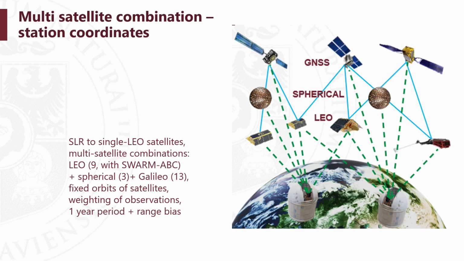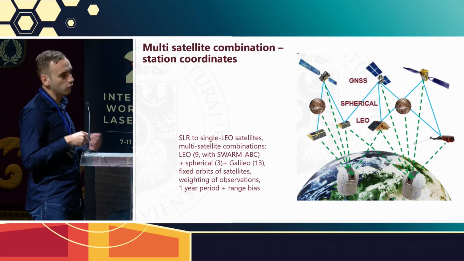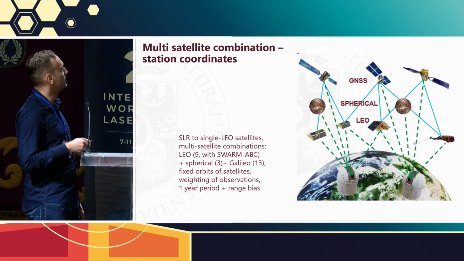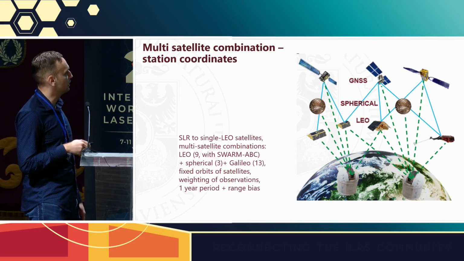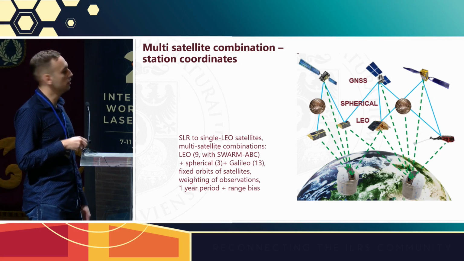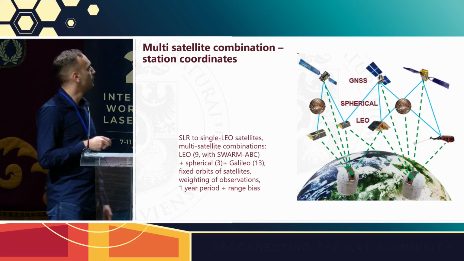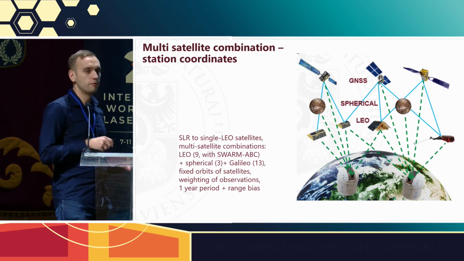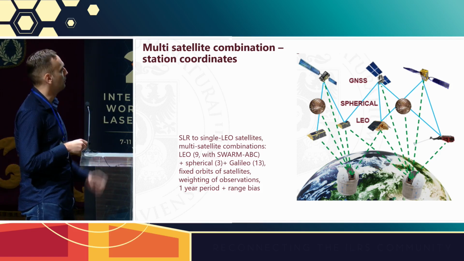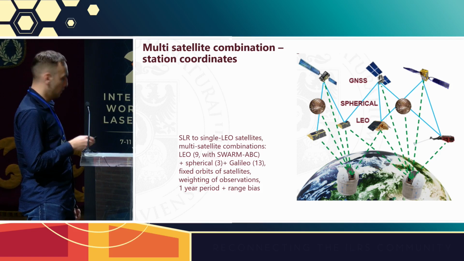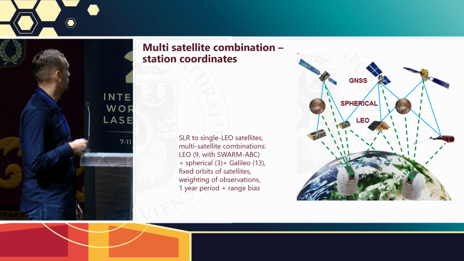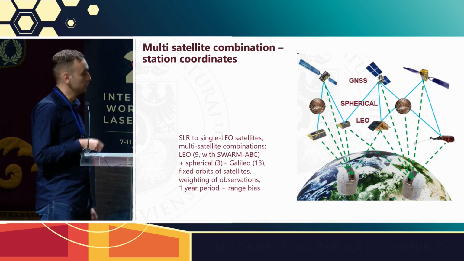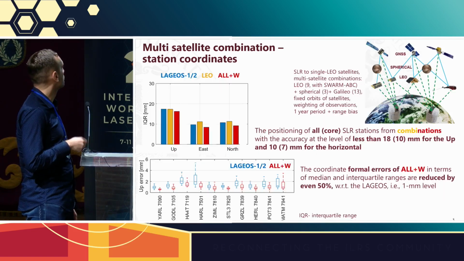I also would like to mention our other test, another solution in which we use SLR measurements for multi-satellite combination. In this case, we use SLR measurements to different types of satellites: 9 LEOs, including Swarm satellites, 3 spherical geodetic satellites like LAGEOS 1, 2, and LARES, and the Galileo constellation, for calculation of global geodetic parameters and station coordinates. We analyze a one-year period, considering range biases and weighting of observations in the normal equation systems.